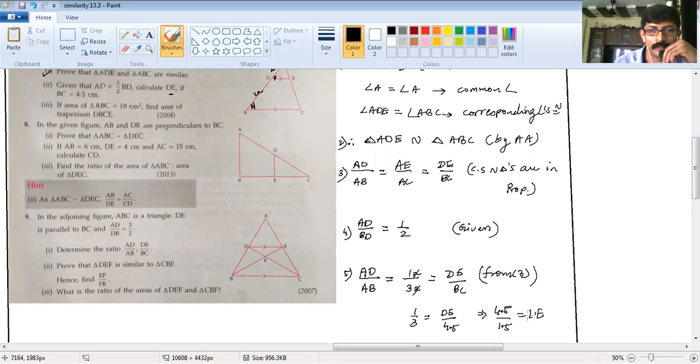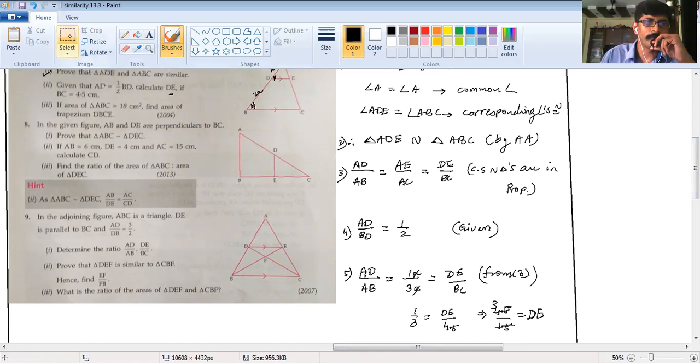Which is DE. And now student, that will become 1 is to, that is, okay, 1.5, 3 is. So that's the reason D will become 3. Once you get D is equal to 3 centimeter. Okay, sorry guys, something is wrong. There should have been 3 over here. 4.5 divided by 3, it will become 1.5.